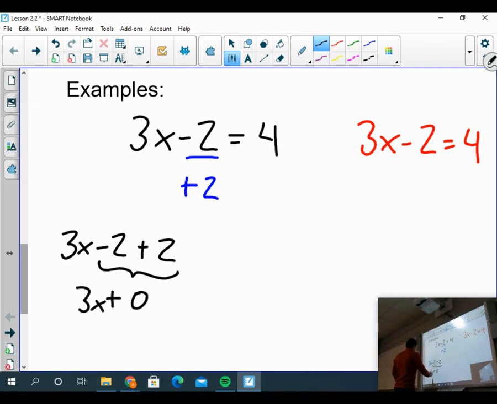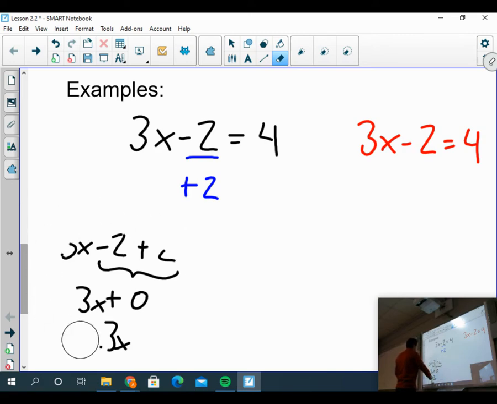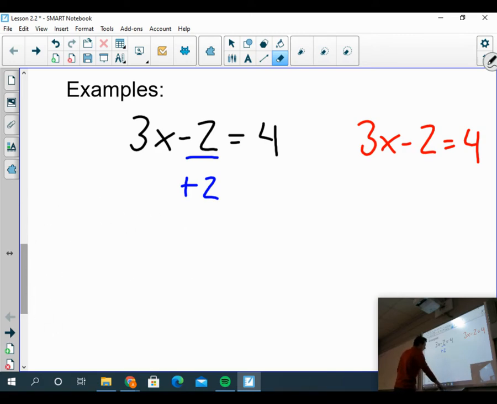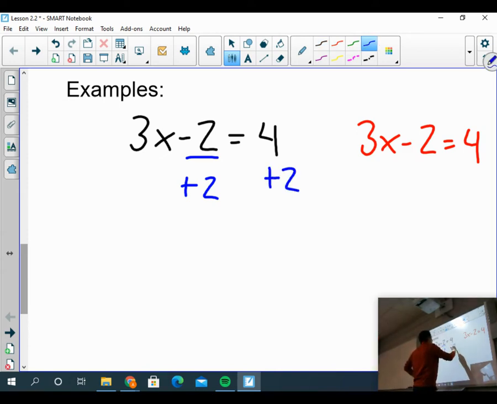We know that 3x plus 0 is 3x. So effectively, if you add the 2 in there, you are eliminating or canceling out the minus 2. But we learned that in order for this equation to stay equal, whatever you do to one side, you have to do to the other. So I will add 2 to the right side as well. As I just showed you below, the minus 2 and the plus 2 will cancel.